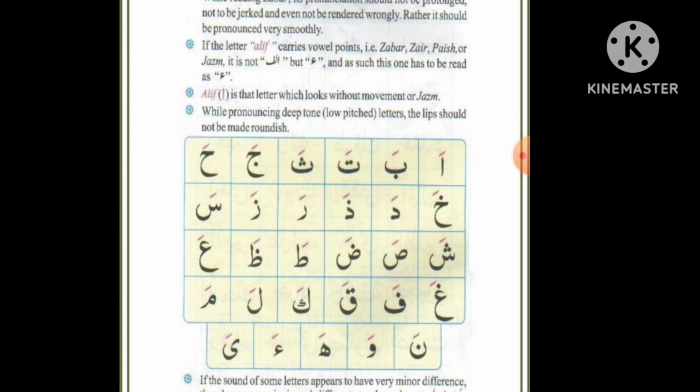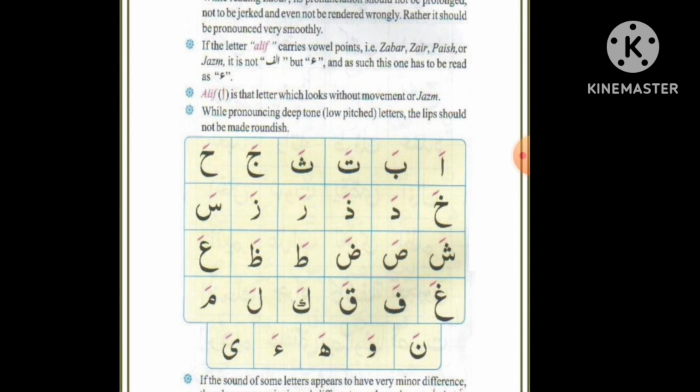See, you have to learn the first point regarding the recognition of zabar. It should be impressed on mind that this sign is always put on the upper side of the letter. While reading zabar, its pronunciation should not be prolonged, not to be jerked, and even not to be rendered wrongly. Rather, it should be pronounced very smoothly. Okay. Then come to leave the second point and leave the third point.